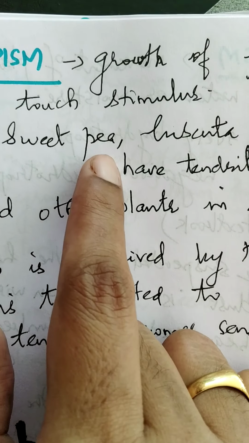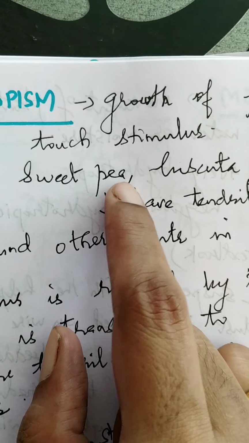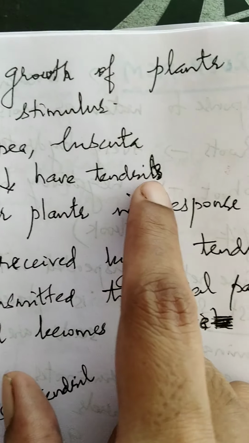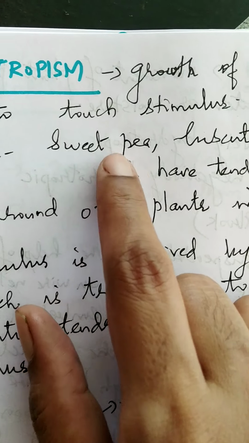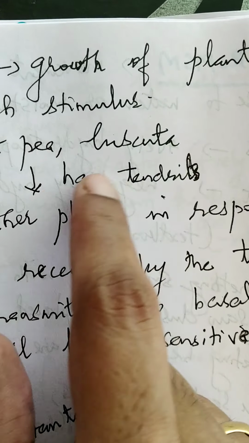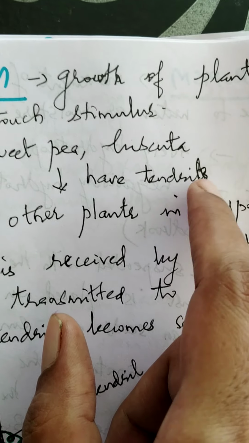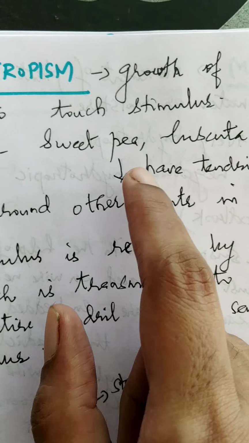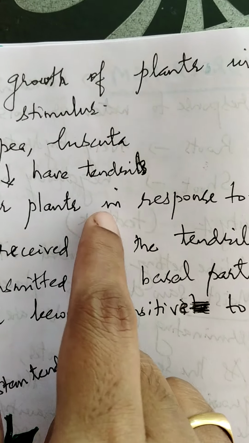For example, sweet pea. All of you might be familiar with sweet pea. They have some coiled wire-like structures which we call tendrils. Another example is cuscuta. Both sweet pea as well as cuscuta have tendrils, coiled wire-like structures, which help them to coil around other plants for support.